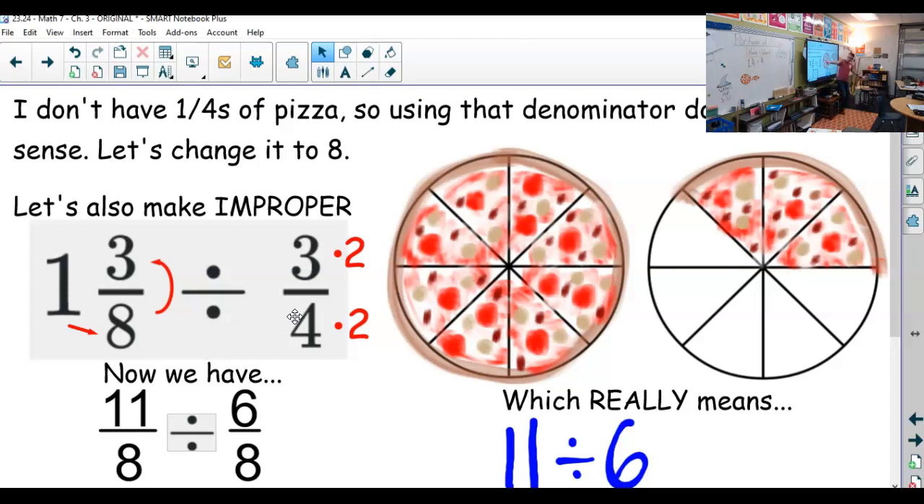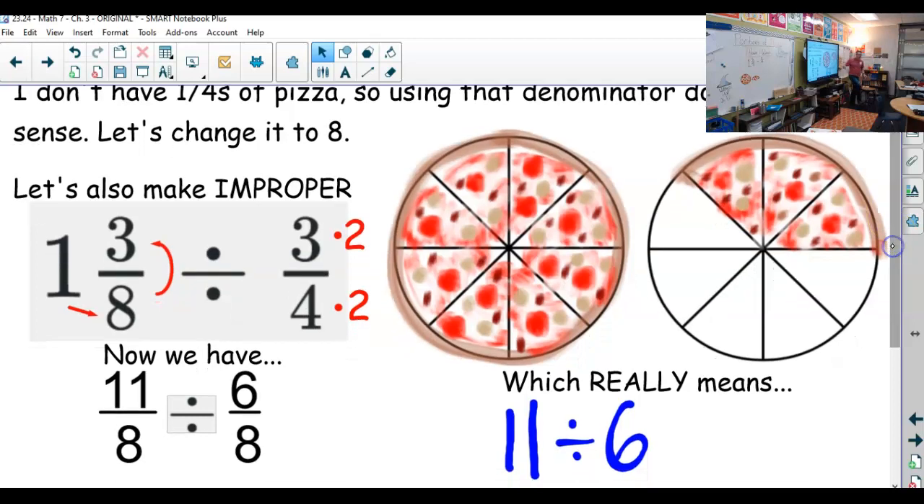We take our 1 times 8 because this pizza has 8 slices, plus 3 more because we have 3 extra, and we actually have 11 slices left over. The 3/4 that my friend said, yeah, box us up some leftovers, give us 3/4. They each actually want how many slices? 6/8. You greedy people. You're going to take 6 slices each? Okay, well, how many leftover boxes am I going to be able to do that?